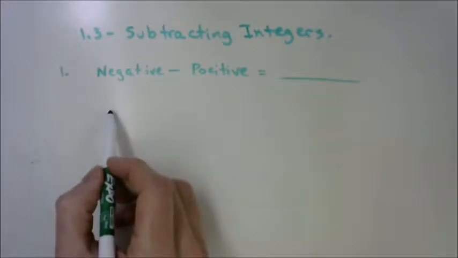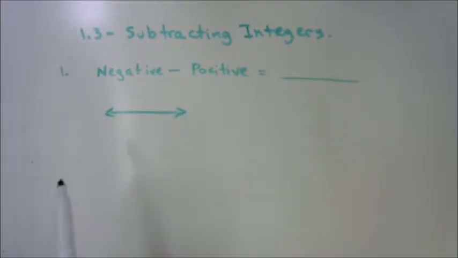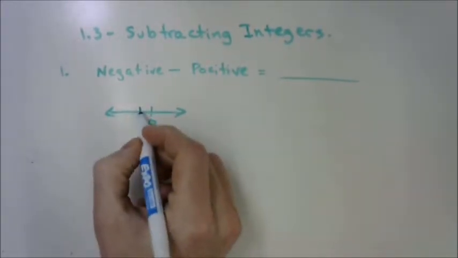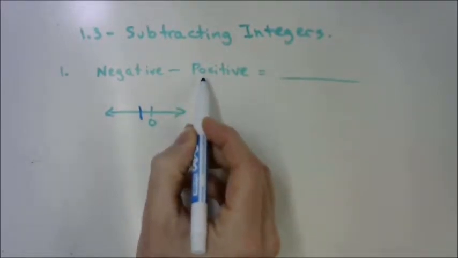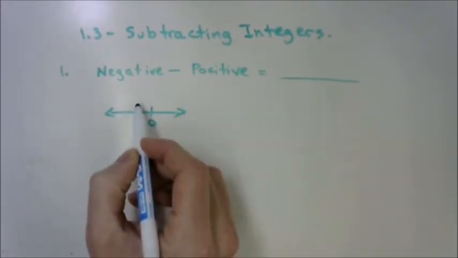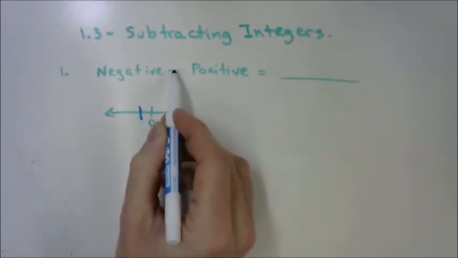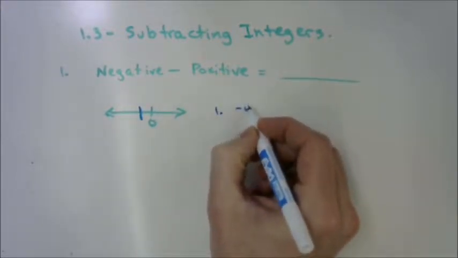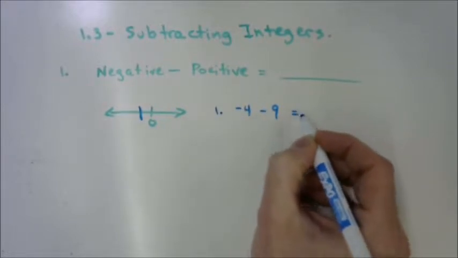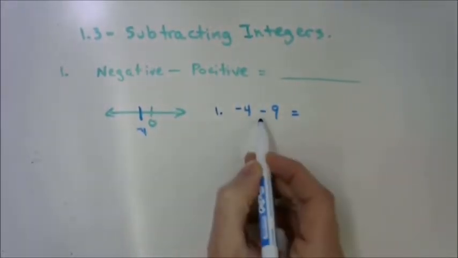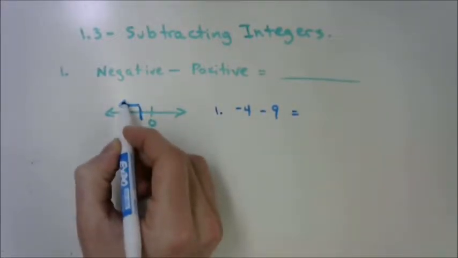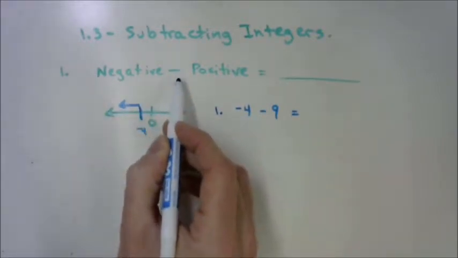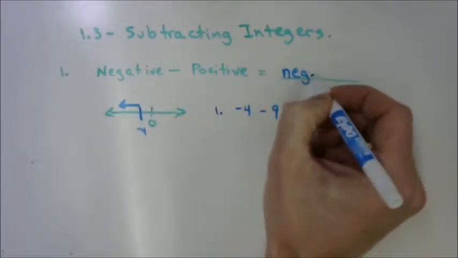Let's draw a number line and figure this out. So here's 0. We're starting with a negative number and we're subtracting a positive number. You're just taking away. You are going left. Yes. So let's look at exactly what number 1 says. Negative 4 minus 9. So we're starting here at negative 4 and we're moving more negative. We're moving more to the left. So no matter what, if you start with a negative and you subtract a positive, you will always end up with a negative.